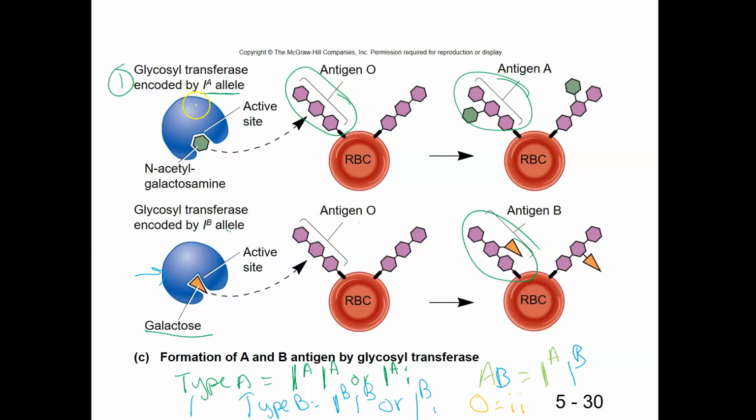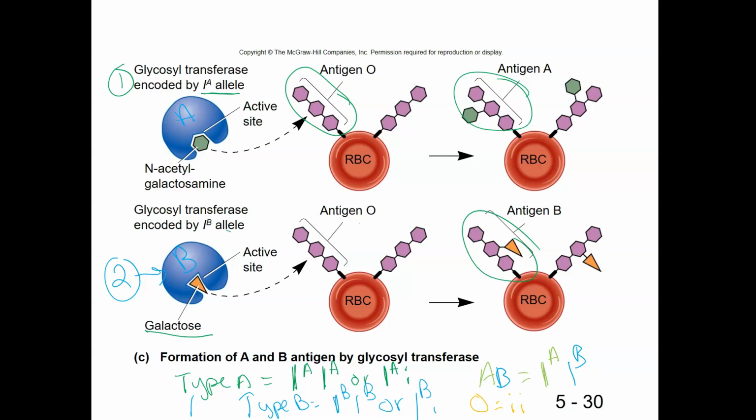They don't have an enzyme. They don't have the A enzyme or the B enzyme, okay? So this is the B enzyme. This is the A enzyme. There's neither the A nor the B enzyme to put galactose or N-acetylgalactosamine onto the antigen O, so you don't end up with type A or type B blood. So in this case, you don't have a dominance effect, okay?